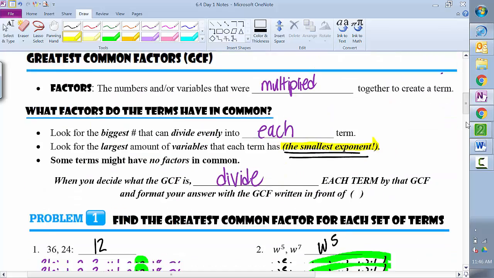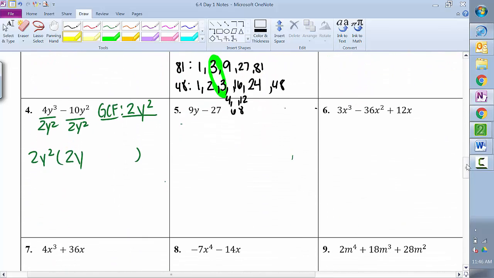All right, let's do it again. Negative 10 divided by a positive 2. Negative 5. What happens to the y squareds? They crossed out, so I'm done. Y squared divided by y squared is 1.